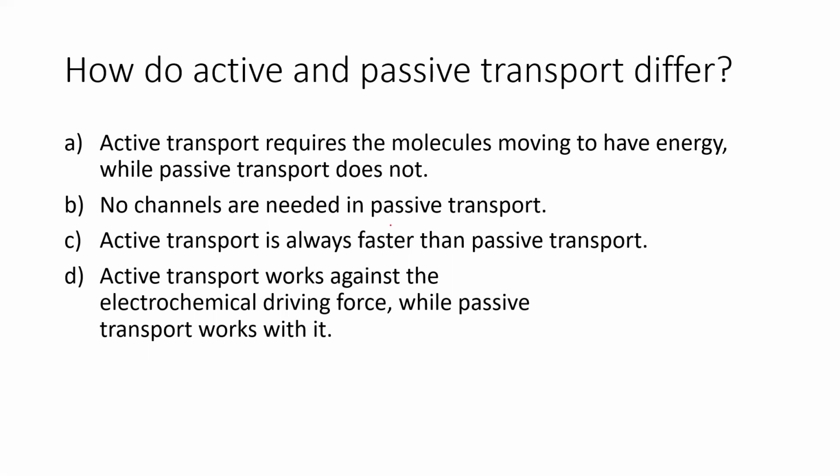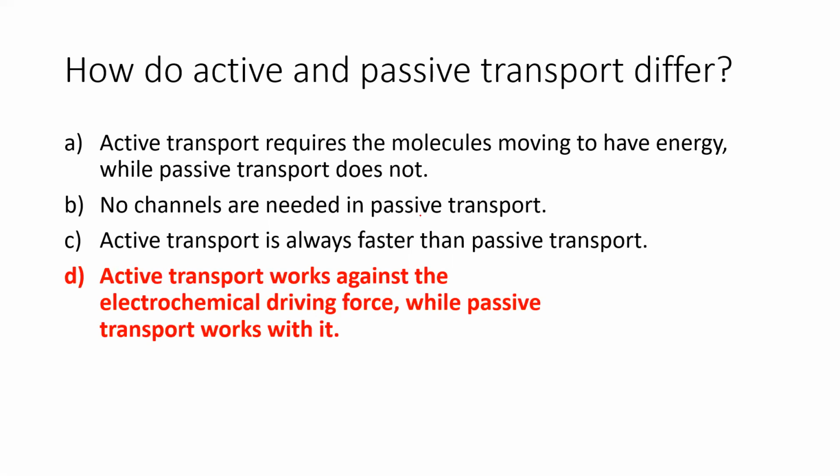So how do active and passive transport differ? So essentially, we're looking here at the main differences. So we know B and C are out. No channels are needed in passive transport. That's not true because ion movement is passive. Active transport is always faster than passive. That's not always true either, right? It's going to really depend on the weight of each of those transporters or carriers or the pumps in the case of active transport. So B and C are not true.